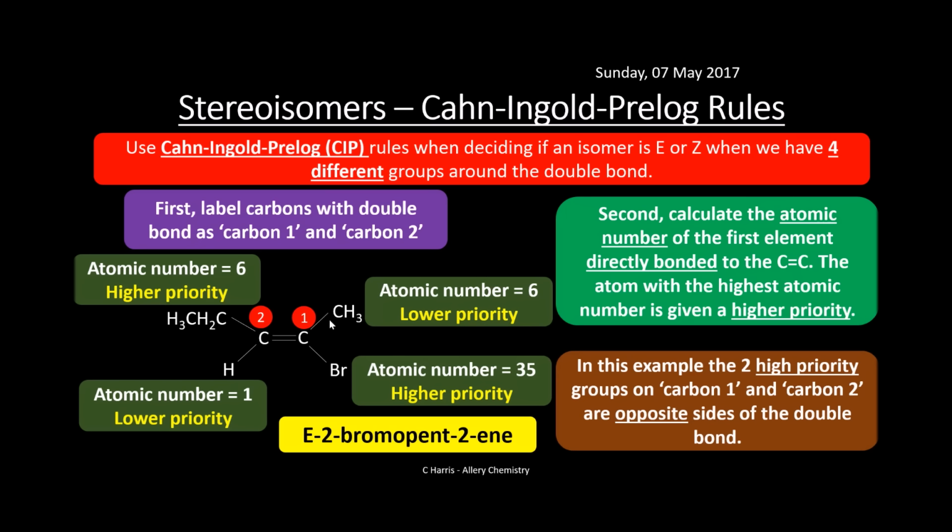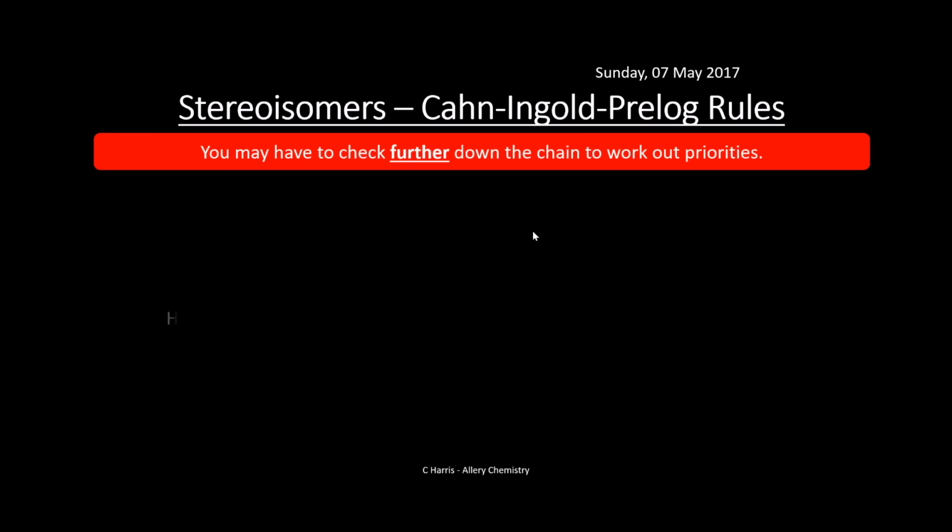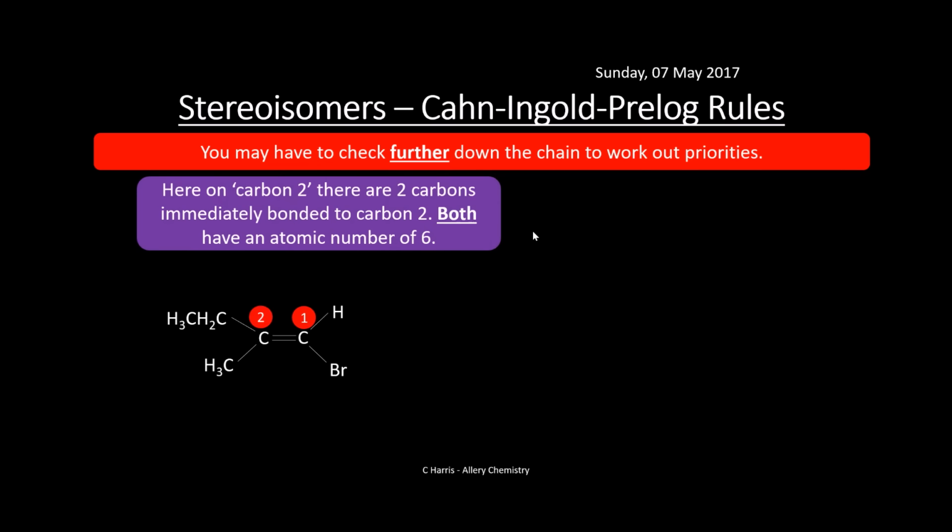Make sure you can assign these and use these. It's pretty straightforward. Just remember that this is the proton number, not the mass number. You may have to check further down the chain though to work out the priorities. So let's have a look. Here on carbon 2, there are 2 carbons immediately bonded to it. You can see there they go. These would normally have the same priority, as both have an atomic number of 6.